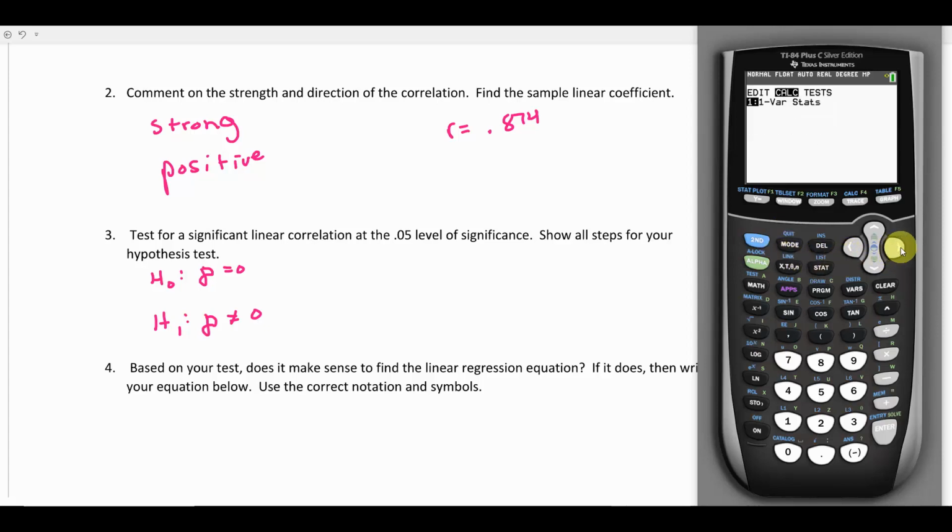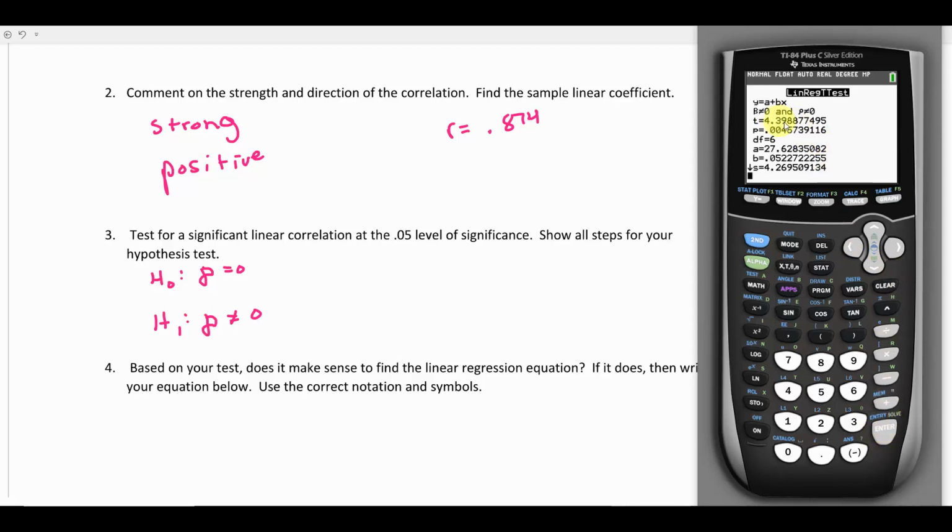So you got to hit stat, go over to tests, and it's going to be option F way down at the bottom. There it is. Hit enter. And make sure everything's selected here, L1 and L2 for your X and Y values. Not equal to 0 should be selected, and then go on down to calculate.